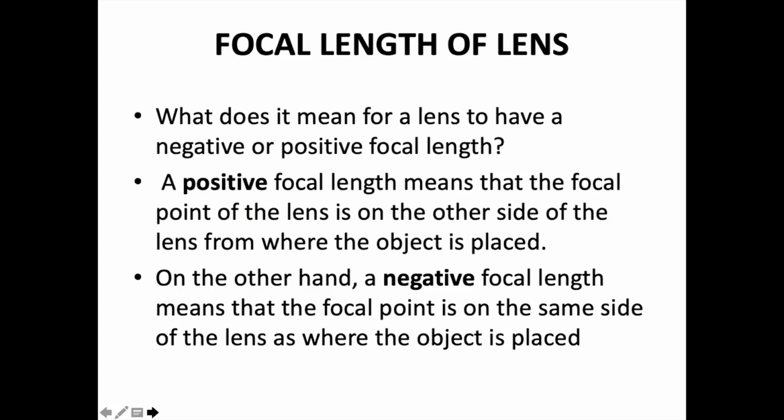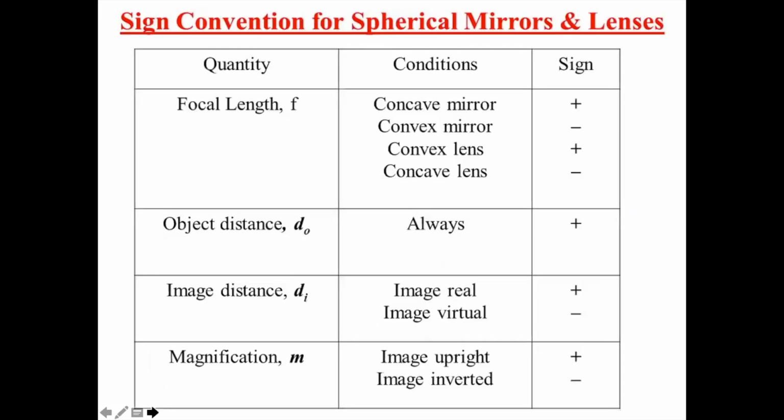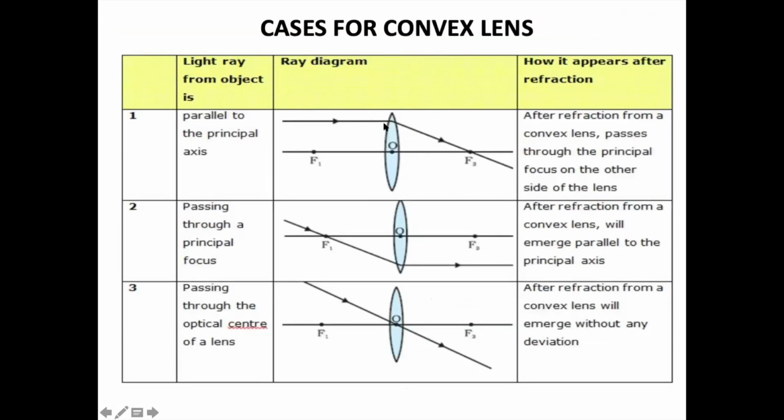A focal length can be positive and it can be negative. A positive focal length means that the focal point of the lens is on the other side of the lens from where the object is placed. Focal length is on the other side. On the other hand, a negative focal length means that the focal point is on the same side of the lens where the object is placed.